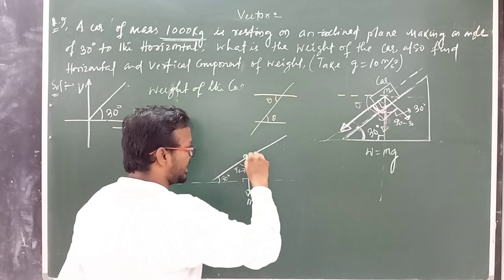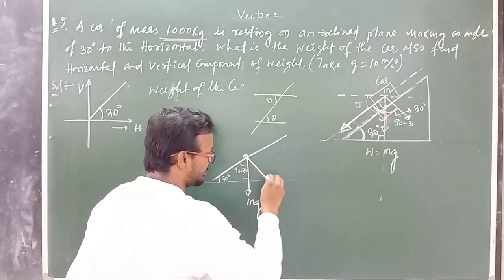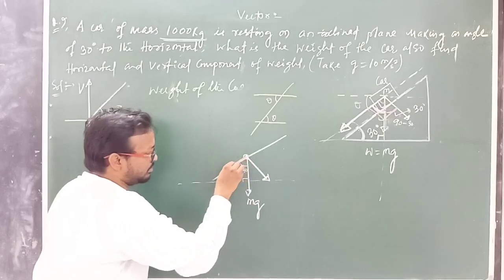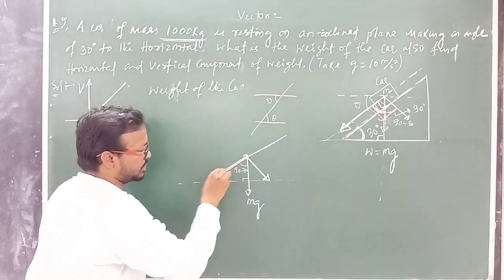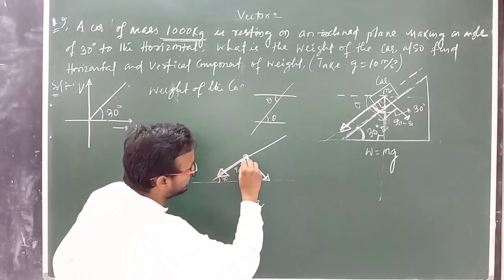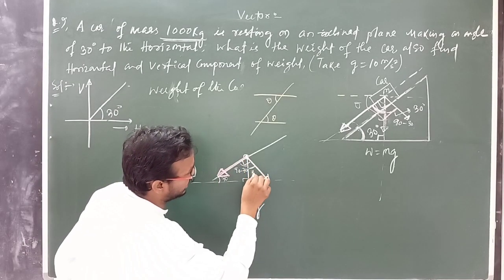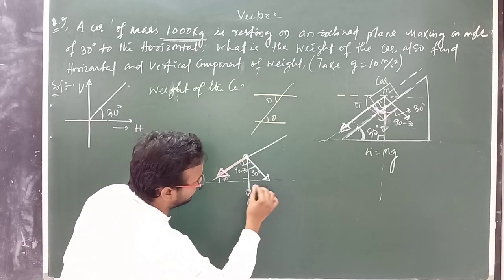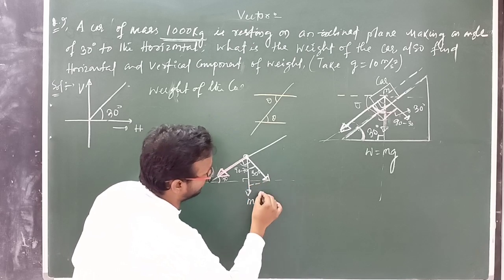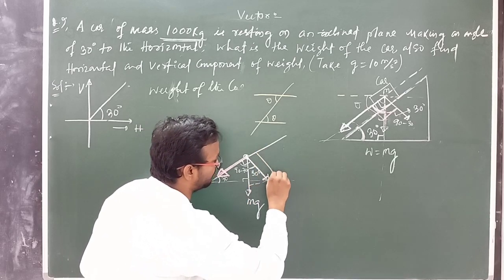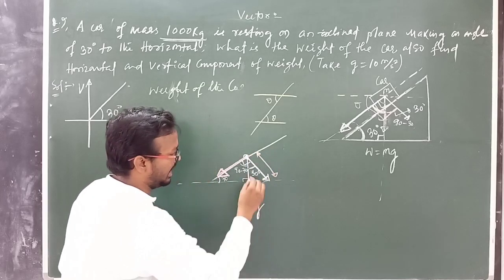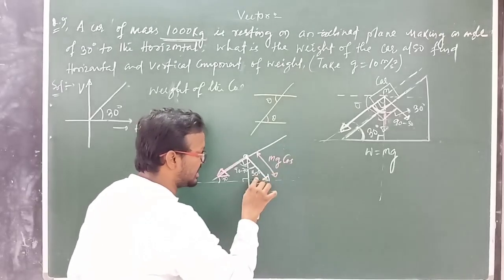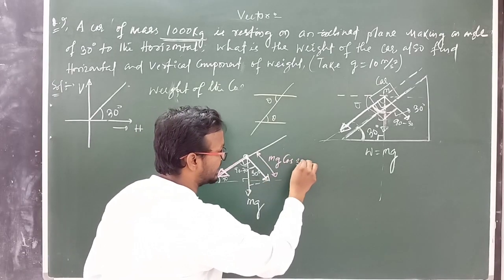And if we draw its rectangular components, we draw one rectangular component in this direction and another in this direction. These are two perpendicular components. Clear? Because this angle is 90, this angle will be 30 degree. So first we draw a perpendicular here, then this is the rectangular component of mg along this direction, and this component will be mg cos theta. And theta here is 30 degree. Clear?